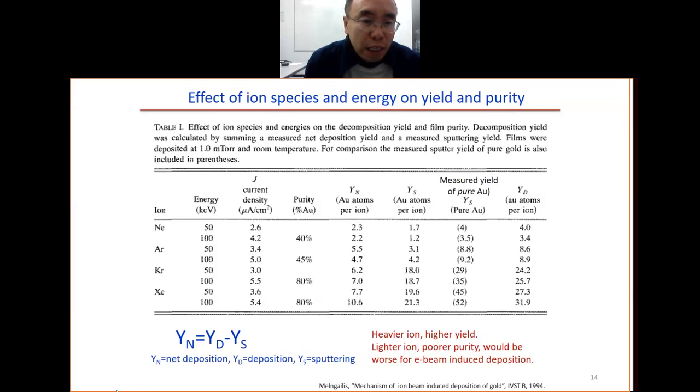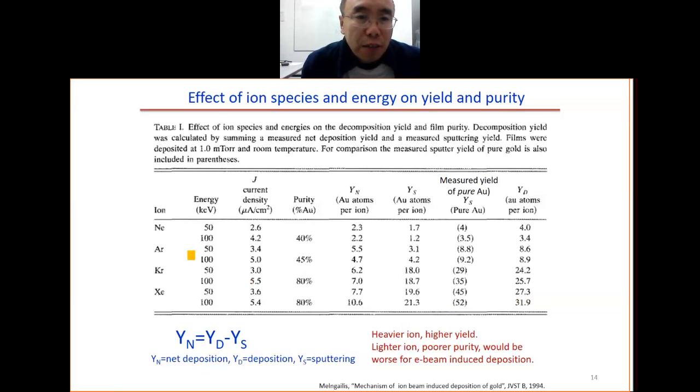From here you can see, first, that the heavier ion gives higher yield. For the heavier ion, the yield is like 30. Neon is a lighter ion, and the deposition yield is about 4. So heavier ion, higher yield.